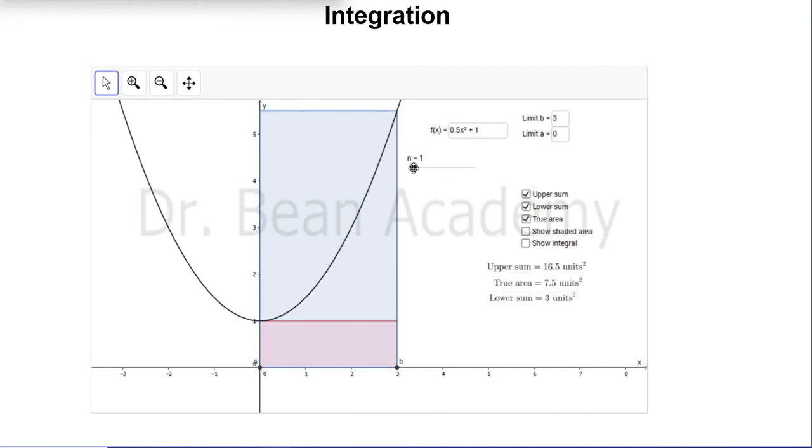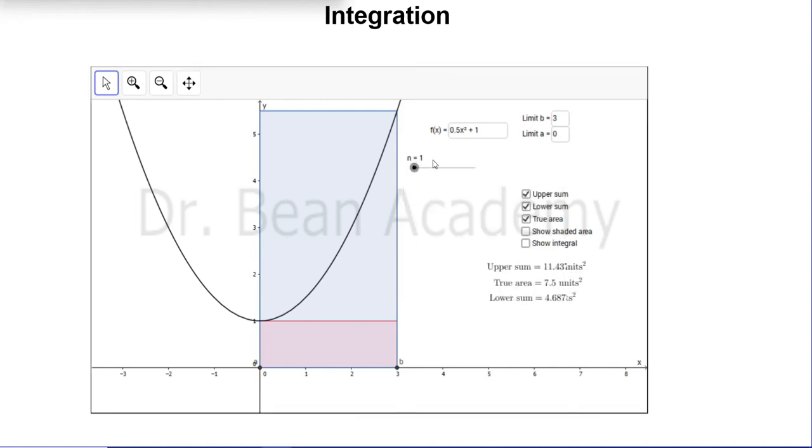So now let's see if I increase the number of rectangles. So now the number of rectangles is 2. So you can see that now error is decreasing. You see, from the lower sum in the red rectangles, for which the scheme is that the upper left corner will touch the function, and even for the first one it is the same.